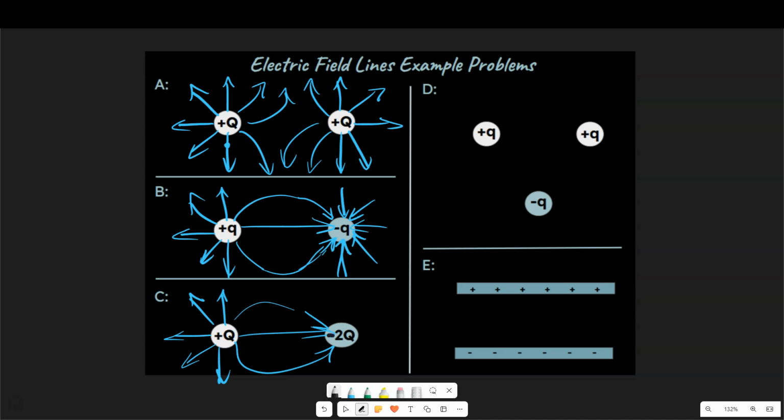Now, the real kicker, though, is that this is a negative 2Q. So I want you to think about what's happening here. First of all, we still have electric field lines going in like this to the negative Q, but because there's twice the amount of charge, we should actually draw twice the amount of electric field lines coming in. So I'm going to draw more arrows, try to draw a doubling of the arrows, so to speak, going into negative 2Q as opposed to leaving positive Q. All right, pause for a moment and attempt example D if you choose.